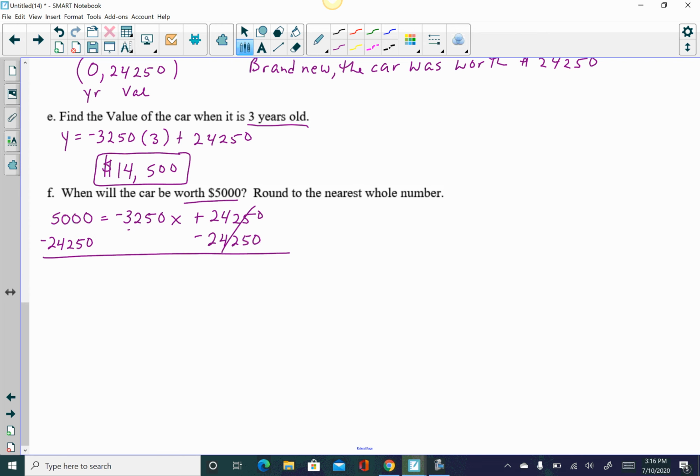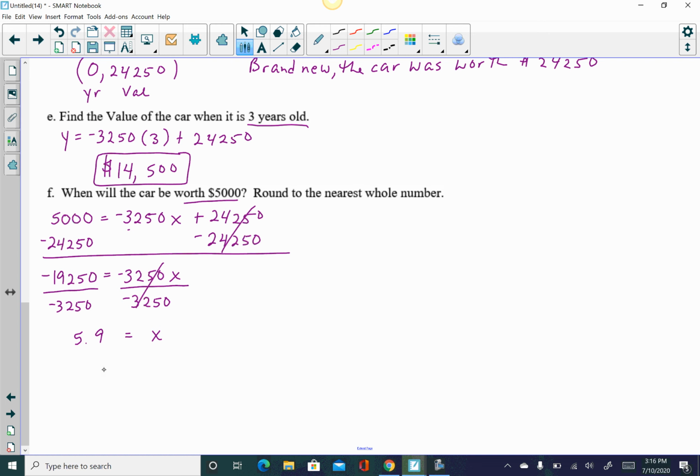Cancels out. So we have negative 3250x. 5,000 minus that 24,250 will give you a negative 19,250. Then divide by the negative 3250. Cancels out over here, just leaves us with x. Doesn't come out perfectly nice, but we'll say here's about 5.9.